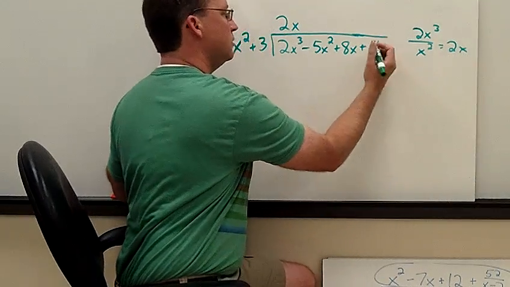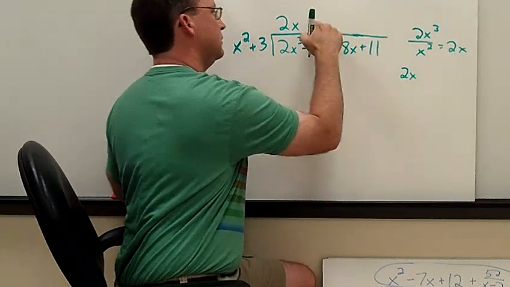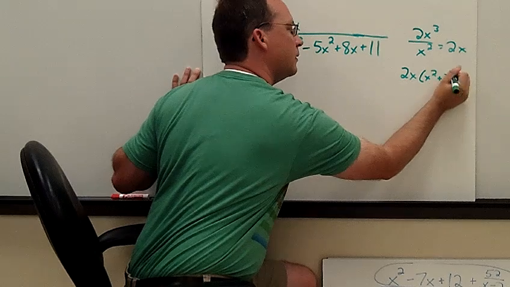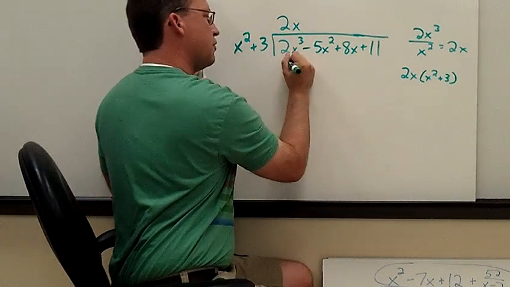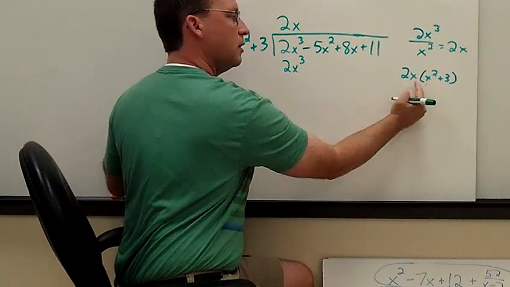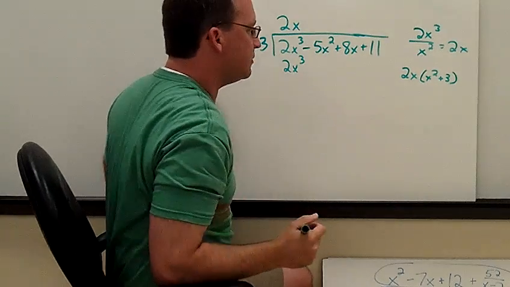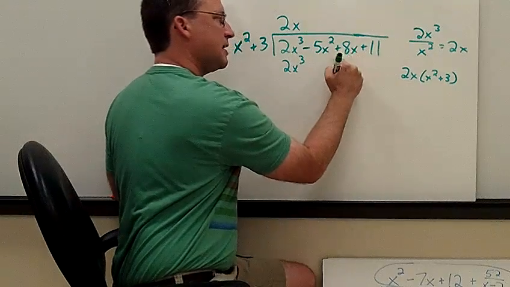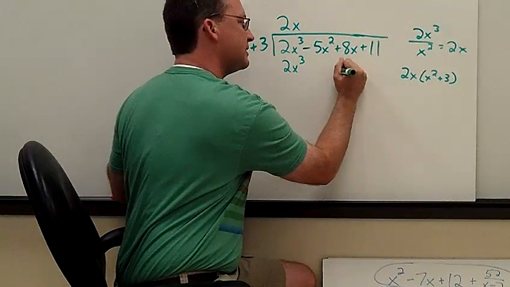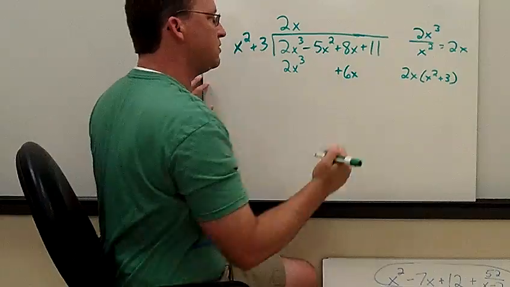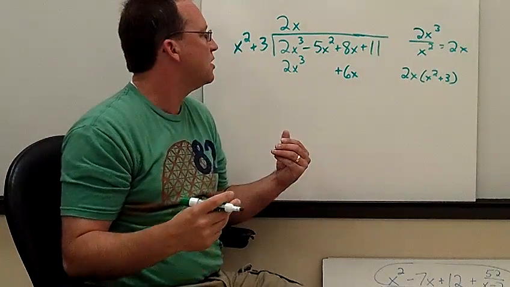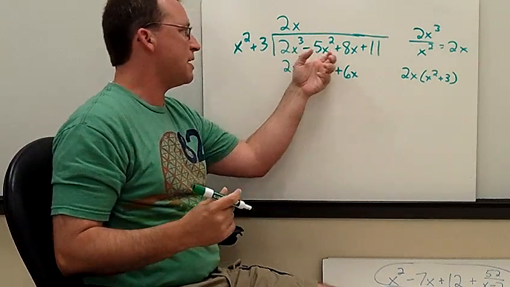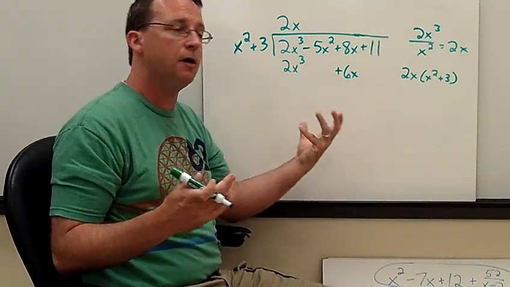Right? So we're going to do 2x times our x squared plus 3. All right, that's going to give me 2x to the third plus 6x. Now notice if I do plus 6x, that's actually going to line up over here with the 8x. So I want to try to arrange these. I want to try to get it organized so that we have like terms that we're combining when we subtract. So that right now that negative 5x squared is just going to come down.